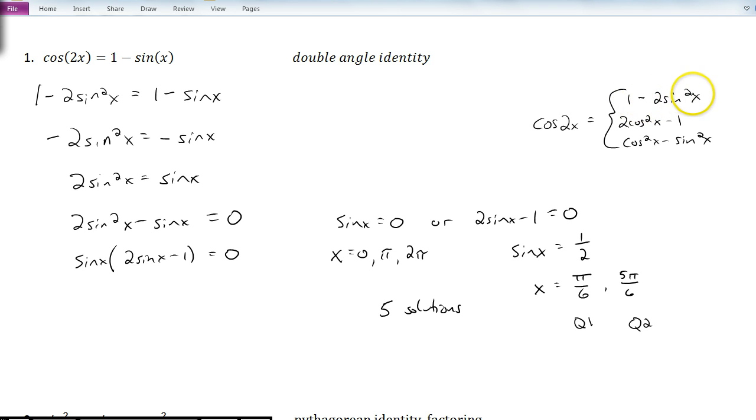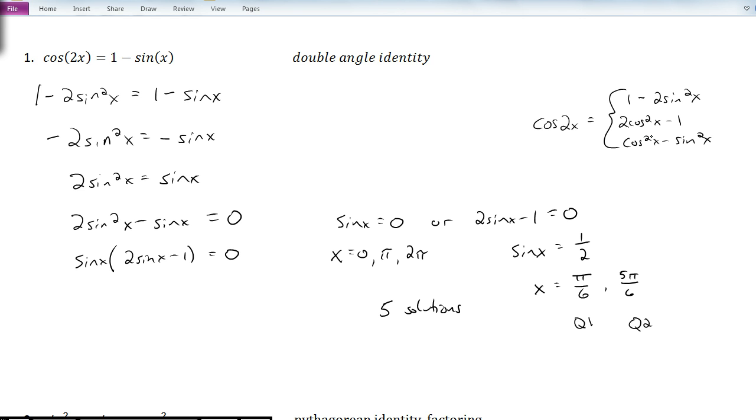This first one comes from the law of cosines. Your teacher hopefully showed you when you proved the double angle for cosine. And then the other two fall right out when you use Pythagorean identities, like sine squared x plus cosine squared x equals 1. You can create these other two options for the cosine of 2x.